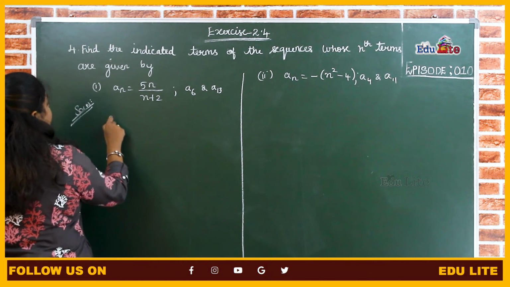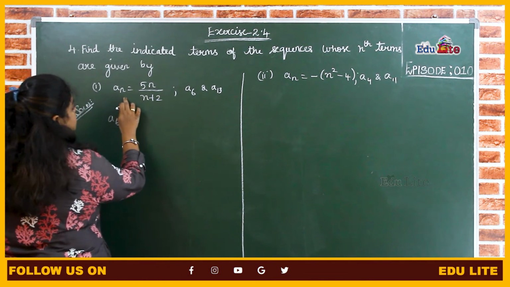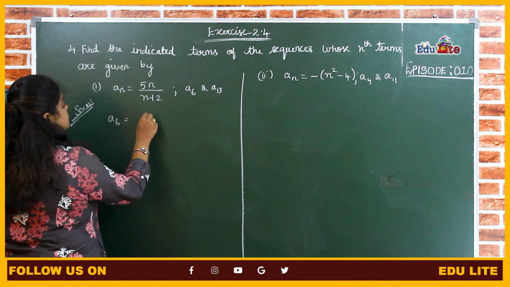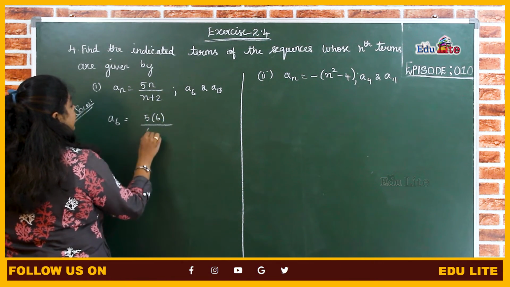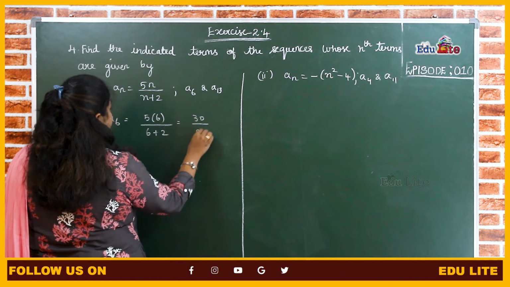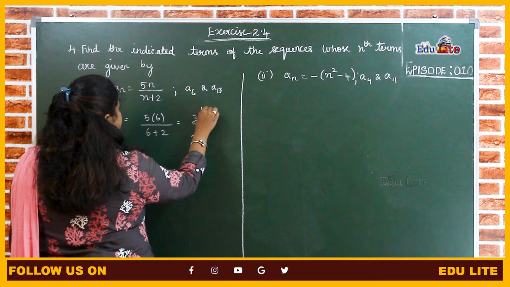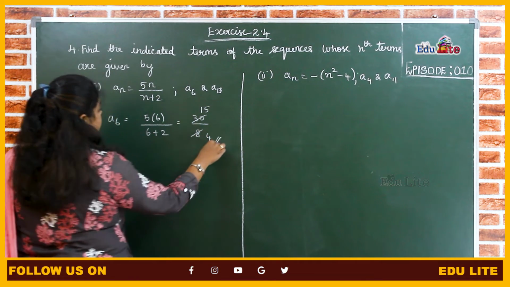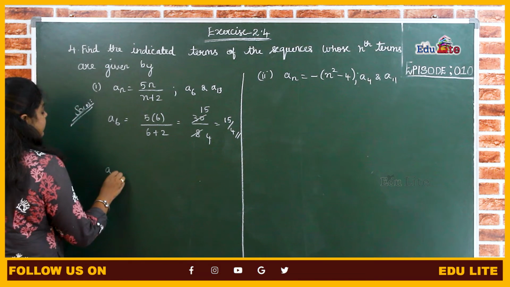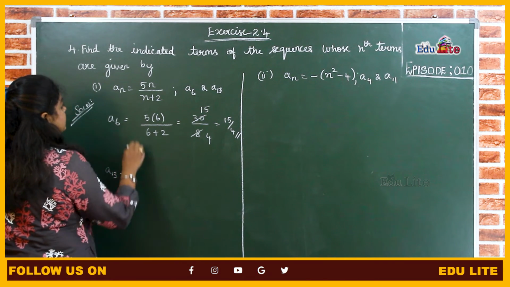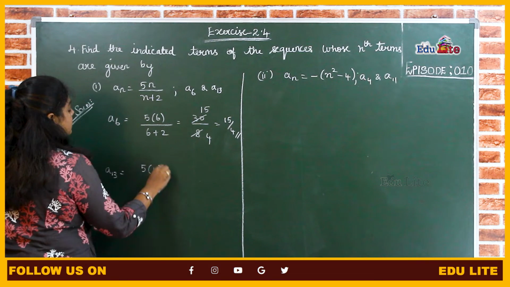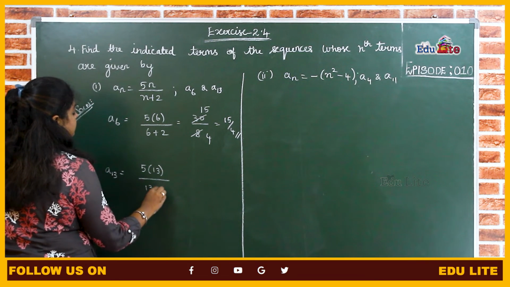So to find A6, what we have to do? We have to substitute the value of n as 6 in this nth term. Therefore, A6 is equals to 5 into 6 divided by 6 plus 2. 5 sixes are 30 divided by 8. Cancelling it in the two tables will give me 15 by 4. Next, we have to find A13. To find A13, we have to substitute the value of n as 13 in this. 5 into 13 divided by 13 plus 2.